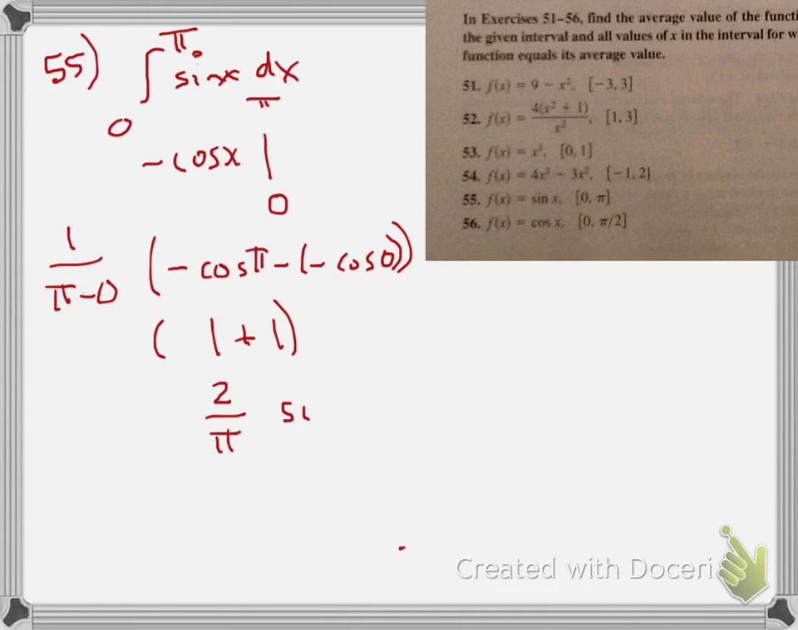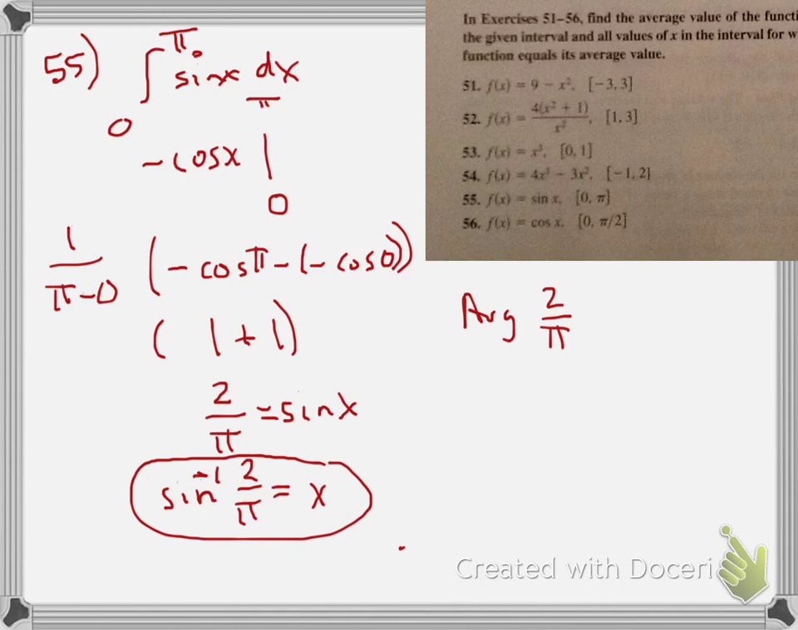So we set sine of x equal to that. Our answer for average value is just 2 over pi. To solve for sine x, we do arc sine of 2 over pi. And that's x. So x equals the arc sine of 2 over pi. You can do that in your calculator.